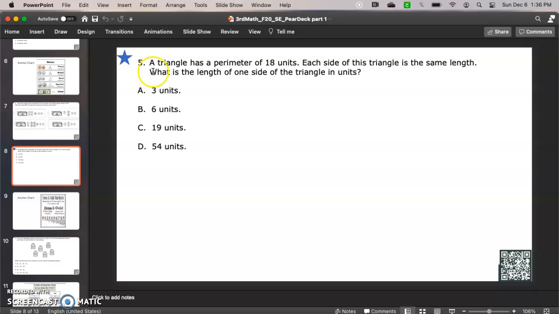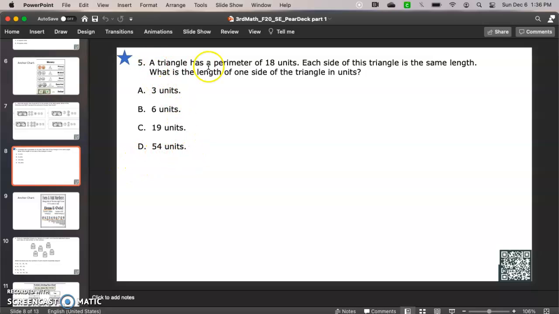Number 5. A triangle has a perimeter of 18 units. Each side of this triangle is the same length. What is the length of one side of the triangle in units? A. 3 units. B. 16 units. C. 19 units. D. 54 units.